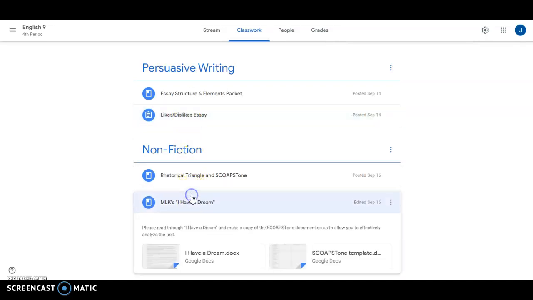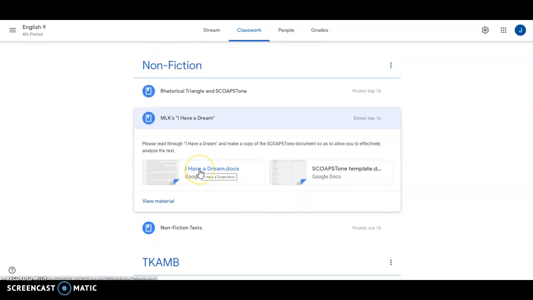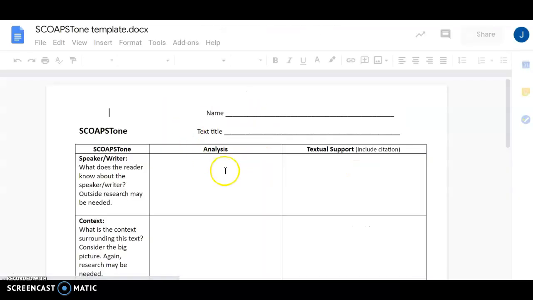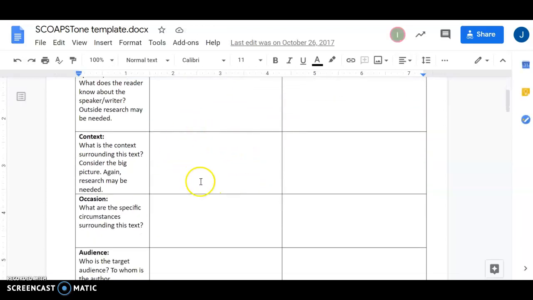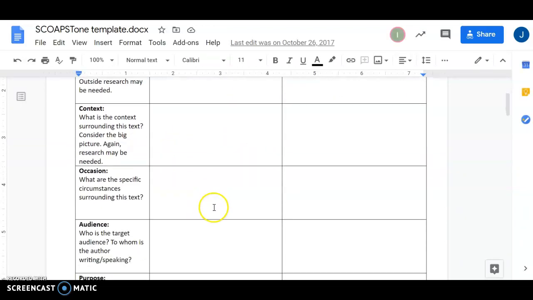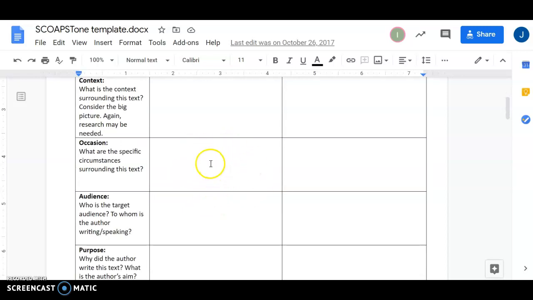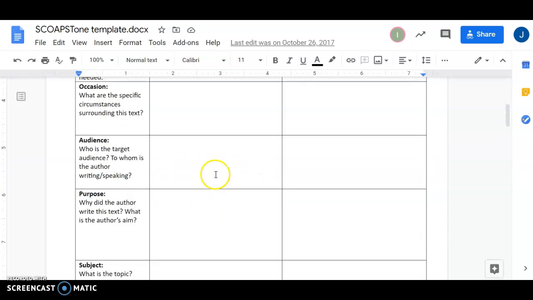Today we talked about MLK's I Have a Dream. The speech was located here, and you guys should have read it for today. We basically dissected it using this Scopestone document here, which allows you to determine who the speaker or writer is, the context, the big picture, the occasion. Why did MLK give this speech on the 28th of August, 1963? Who was he speaking to? And then what was his aim?